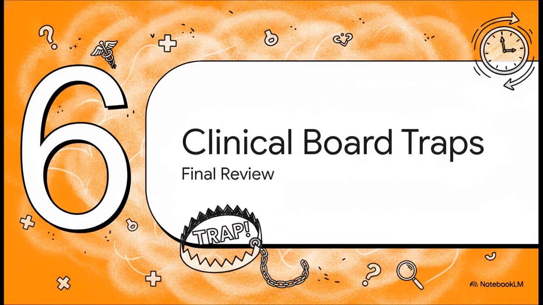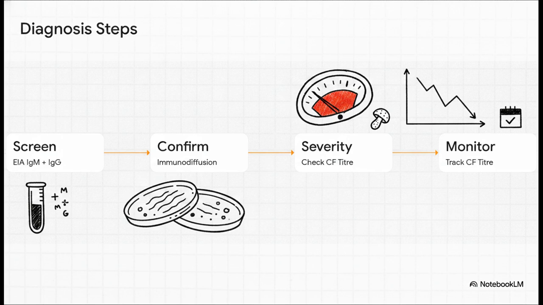Let's move on and see how this builds into Section 6, Top Clinical Board Traps, our final rapid-fire review. Pay really close attention to this diagnostic order of operations, guys. Step 1, always screen with the EIA first. Step 2, confirm a positive screen with immunodiffusion. Step 3, once it's confirmed, you must request that CF titer to check for severity. And remember, 1 to 32 or higher is bad news. Finally, Step 4, you monitor that CF titer over time, because that number should steadily decrease as your treatment actually starts working. Do not let the exam scramble these steps and trick you.